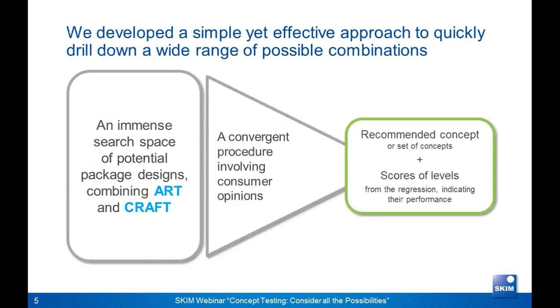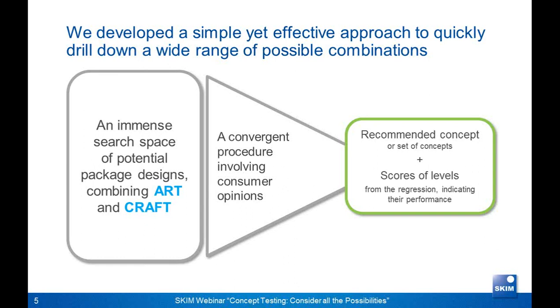What we have done is develop a very simple but also very effective approach that quickly drills down a wide range of possible combinations. We start with a very large space of potential package designs, combining art and craft. We combine art and craft in the sense that we have many different possible graphical concepts, many different possible implementations generated by a graphic designer, and we break them down. For each element of these prototypes, we specify many different variations, so that we have a lot of freedom to identify the best pack design.